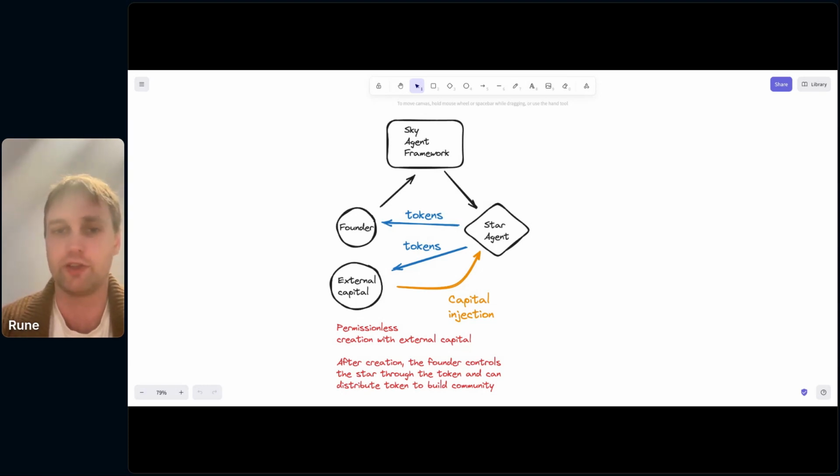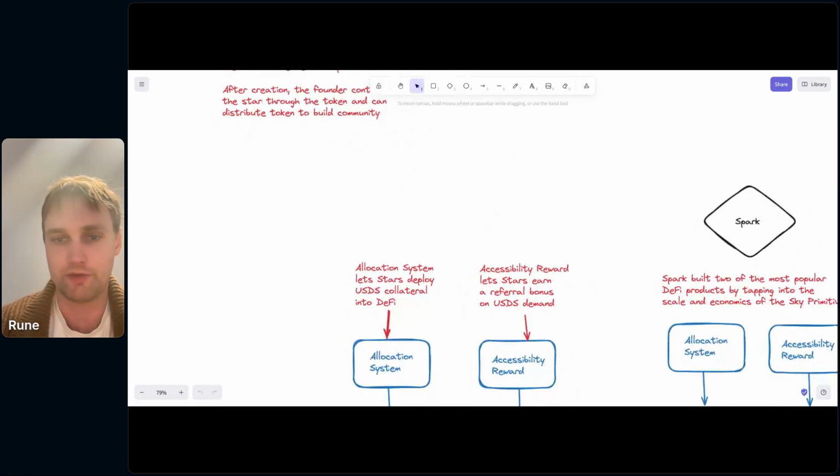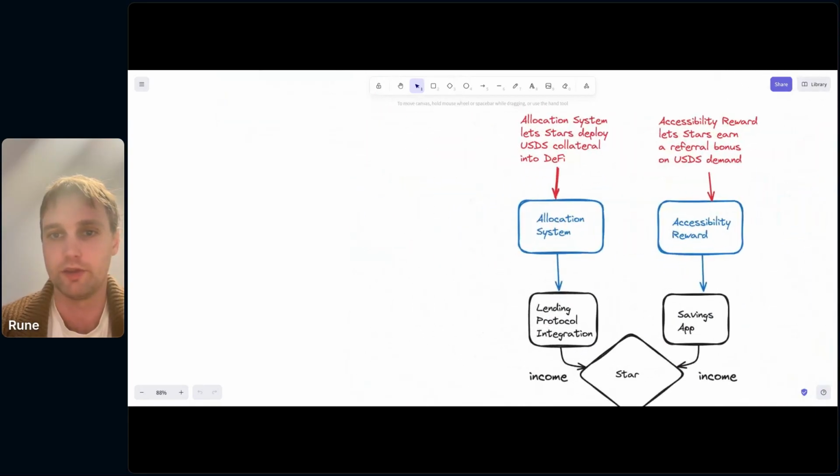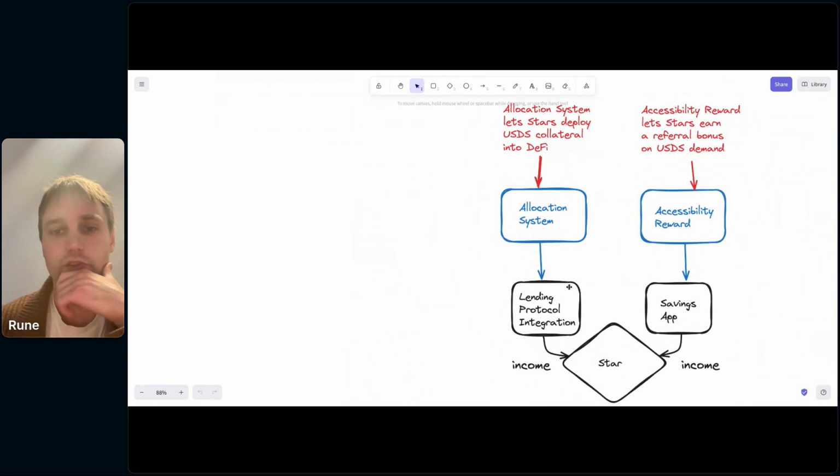And then you have a fully fledged autonomous DAO, if that's what you want, or something more like a tokenized agent. That all depends on how you want to set up the star using the primitives in the Sky Agent framework, which are the building blocks that make up the star. This is a good example here. The primitives are building blocks that the stars have access to, which give them special features that they can tap into.